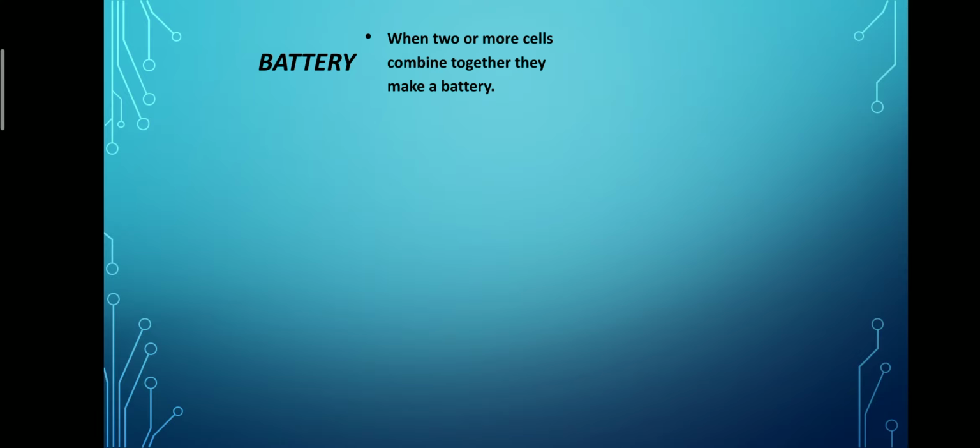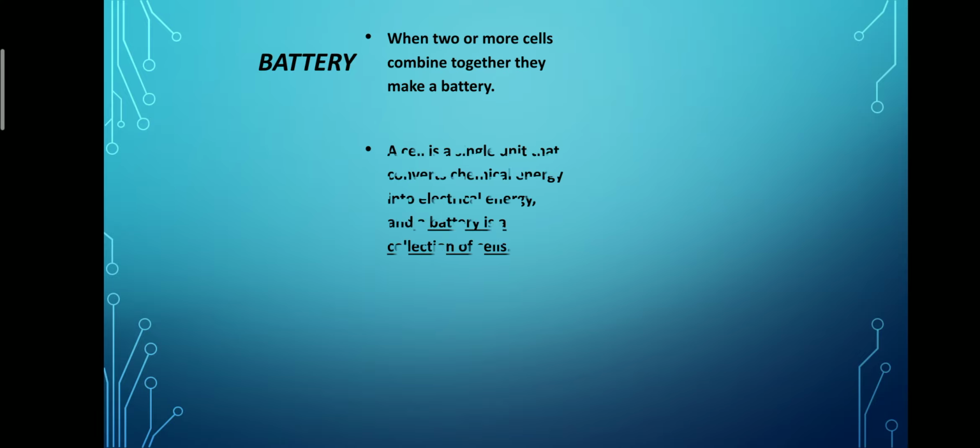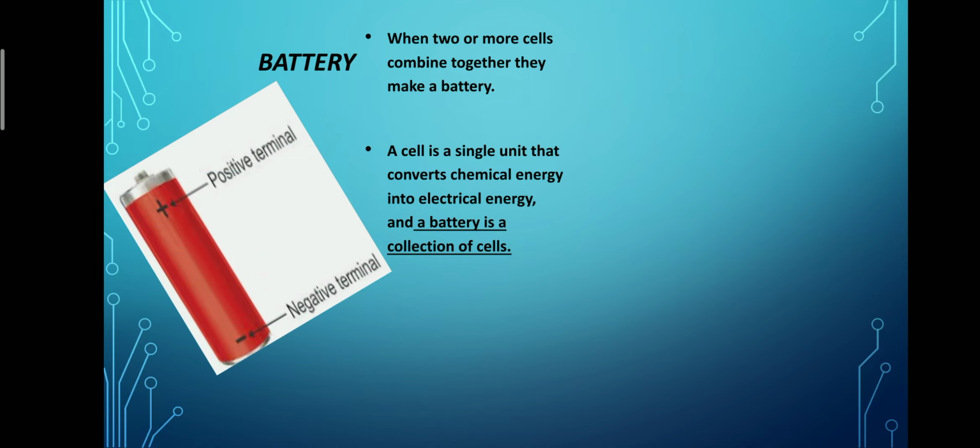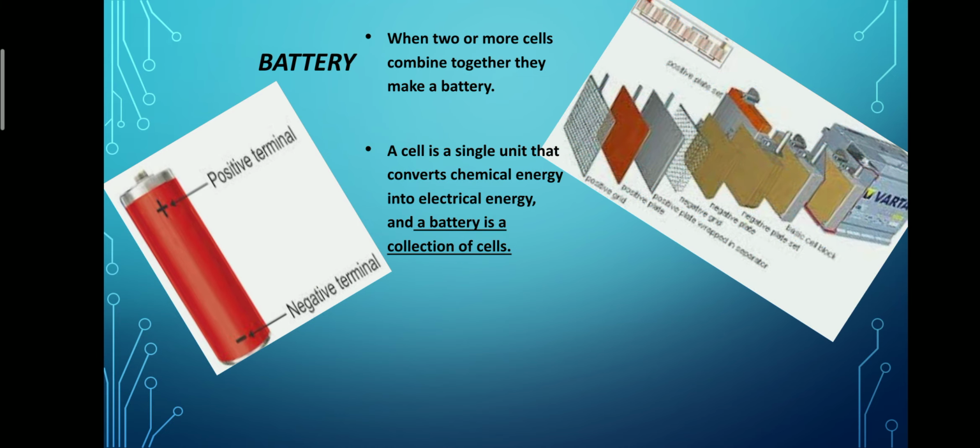Next is the battery. When two or more cells combine together, they make a battery. A cell is a single unit that converts chemical energy into electrical energy. So a single unit we call a cell, and a collection of such units we call a battery. Here this is a battery. There are so many single units combined together to form a battery.